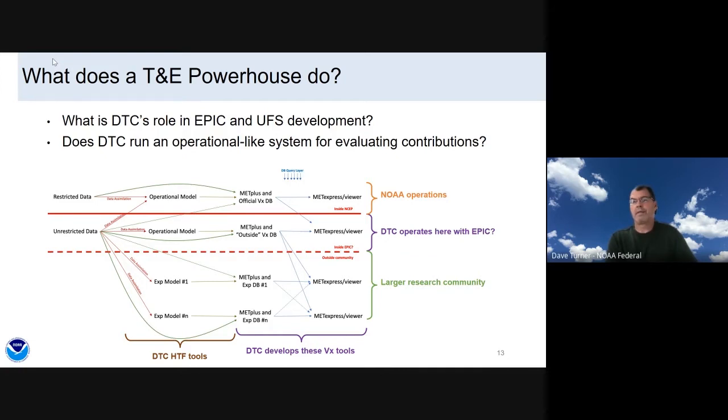And so that's kind of happening in the larger research community. I really think that there probably is a strong need to have an operational model, perhaps the operational model and an experimental model running in parallel with what's happening in NOAA operations. Something that is using just the unrestricted data, the things that the larger research community has access to, that could be used to test things as they become moving higher through the readiness level framework.